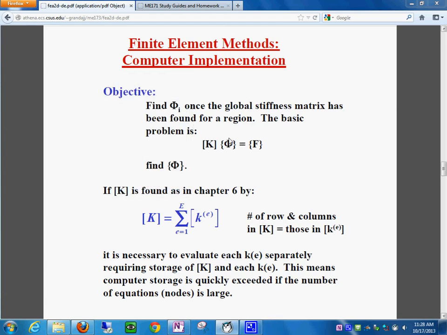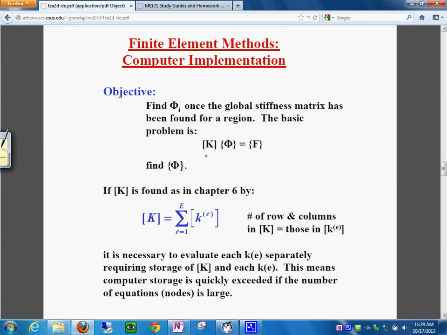Okay, we're going to see now the finite element methods and how the computer implements the solution. Up to now we have seen how we apply Galerkin's method to obtain the individual stiffness matrix of each finite element, but now we want it for the entire region. So what you have here is the equation K times phi equals F.